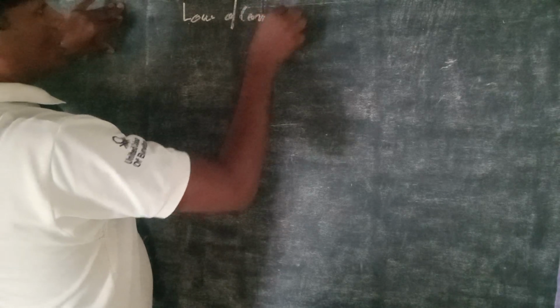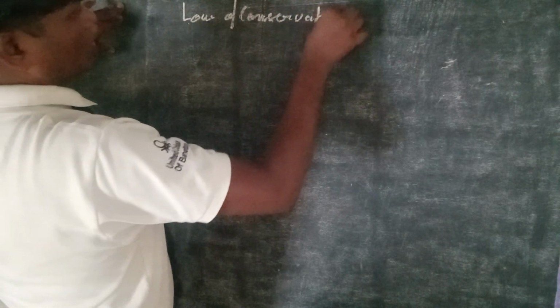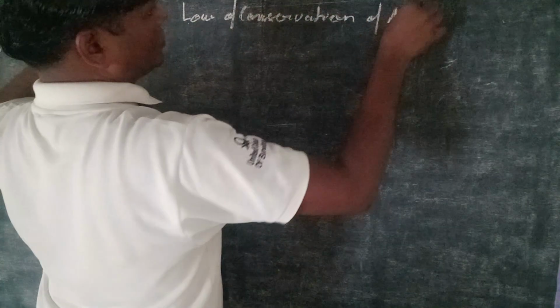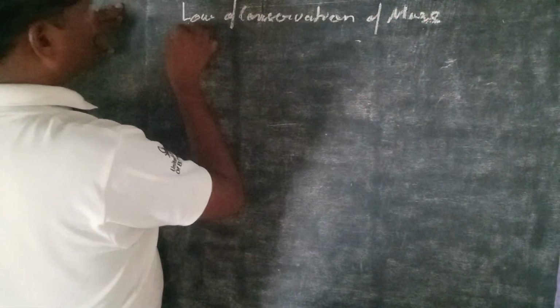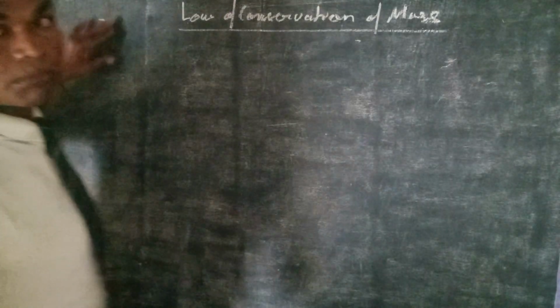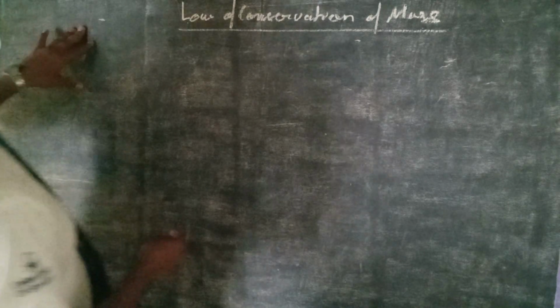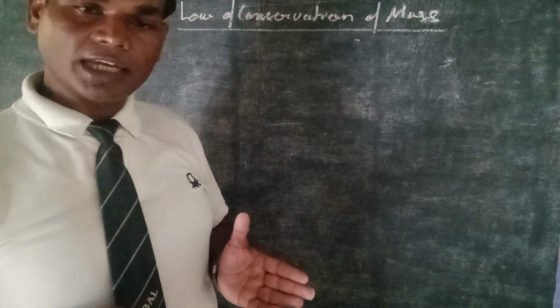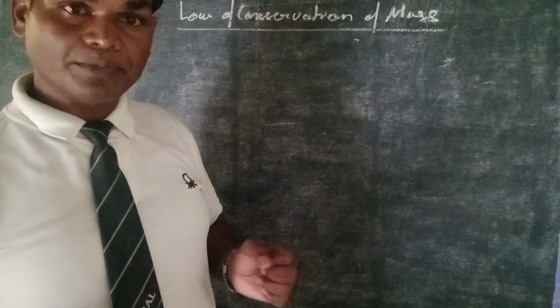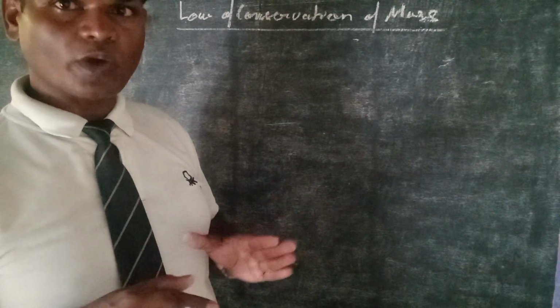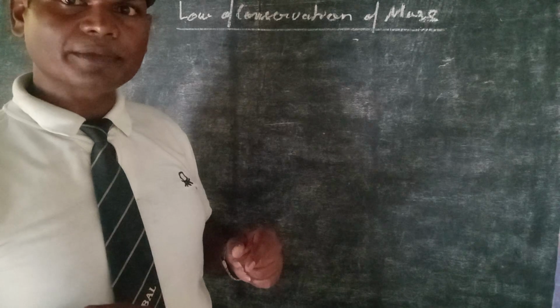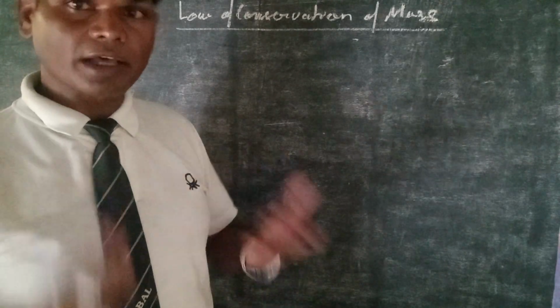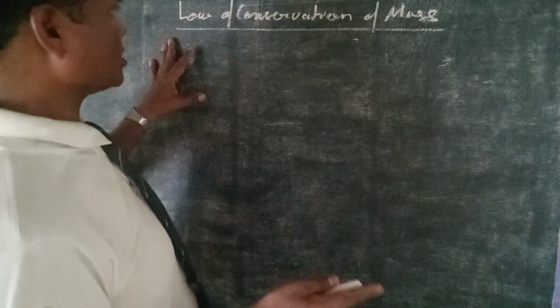Law of conservation of mass. We are going to study the law of conservation. Also, what is the definition? Energy can neither be created nor be destroyed. It can be changed, transformed from one form to another form. So this is the law of conservation.